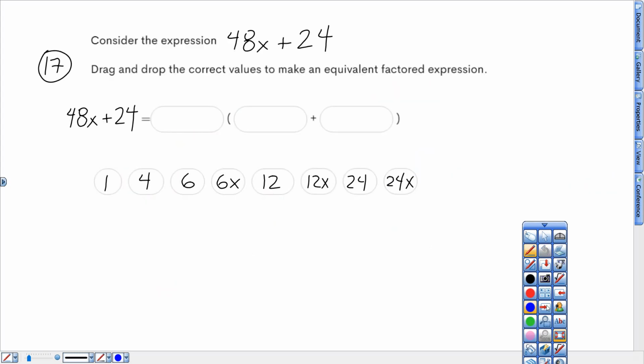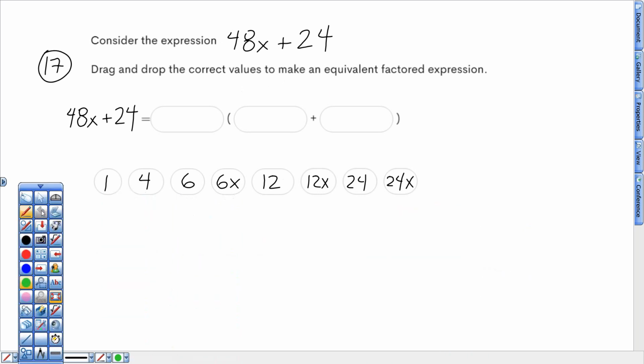Next problem. This one, find 3 pieces that multiply when I distribute to get me that 48x plus 24. Notice that this 1, there's nothing in there times 1 to get 48, so that 1's already off the table. If I put that 4 right there, that 4 looks like I'm timesing to get 48 would be 4 times 12x. Let's try that. So if I put 12x there, that's looking good so far because 4 times 12x will give me 48x I'm looking for.